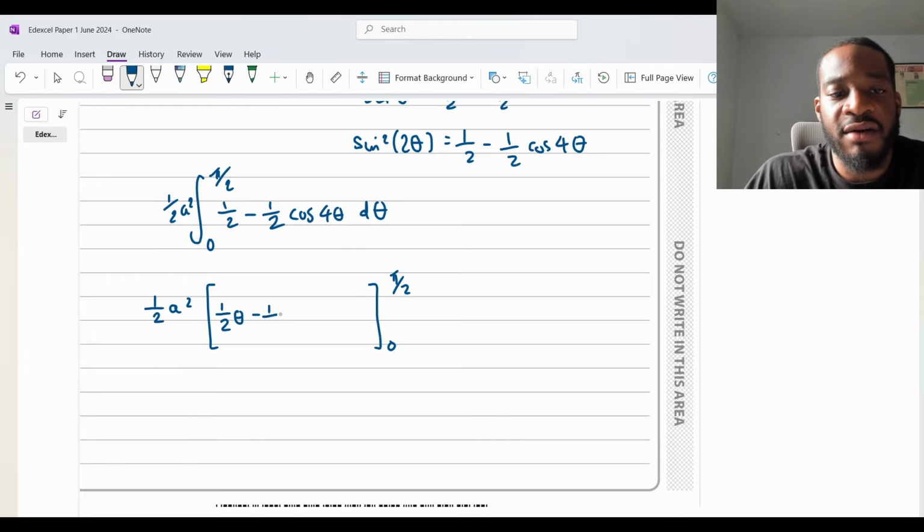I've got minus a half. That's a constant. How do I integrate cos 4 theta? Well, remember, this is the reverse chain rule. We know that cosine integrates to sine, so it's going to be sine 4 theta.